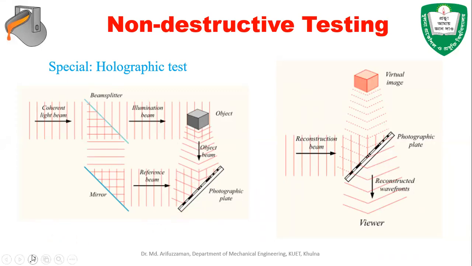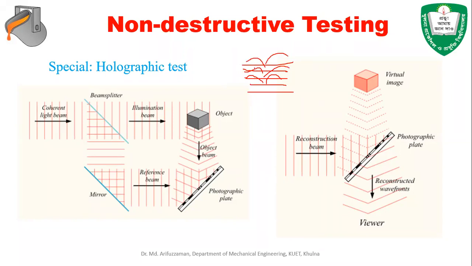If there is no crack, then the interference pattern will be continuous. Once there is a crack in some region, that interference pattern will be disturbed around the crack. If there is a crack, then the pattern will be different.